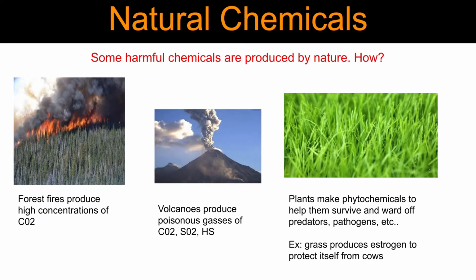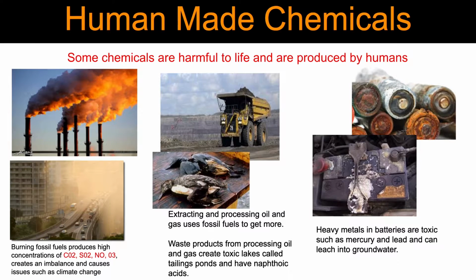Plants make phytochemicals to help them survive and ward off predators. What's interesting is some plants are able to actually produce things inside of them to keep them safe. So we have to understand that producing chemicals is something that the natural elements do all the time. It's what we as humans do with that, and how we understand that, that helps us move forward in the chemical world. Some chemicals produced by humans are harmful to life.